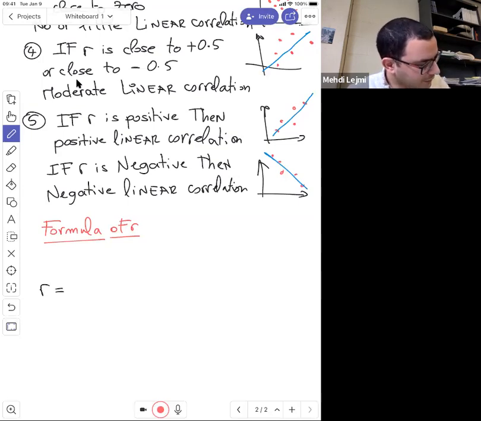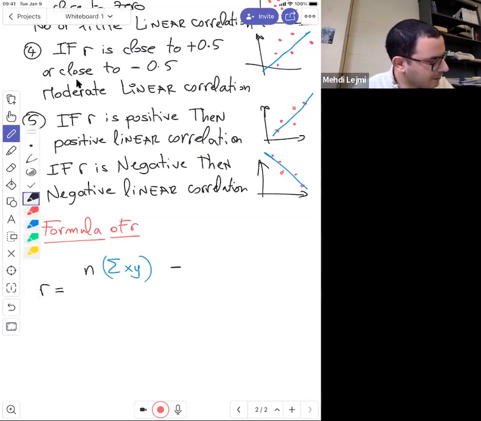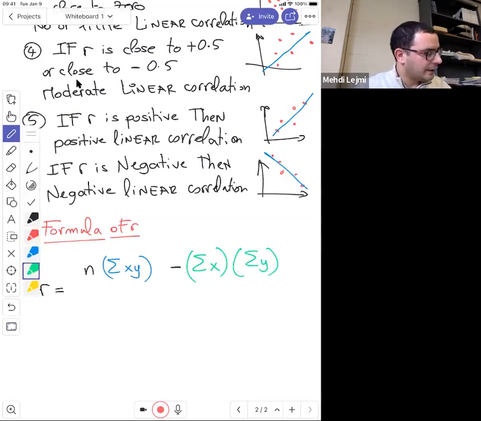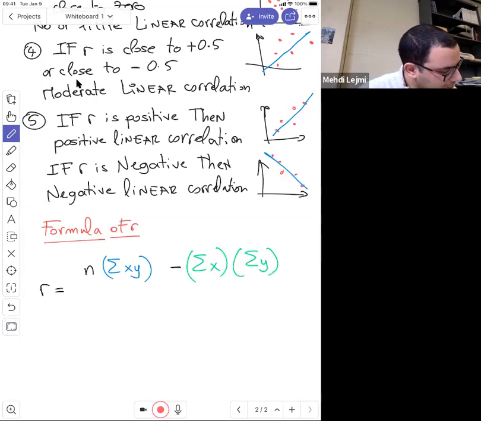first we have n, times the sum of the x times y, minus the sum of the x's, then times the sum of the y's. Okay, that's the top. Now the denominator in R.